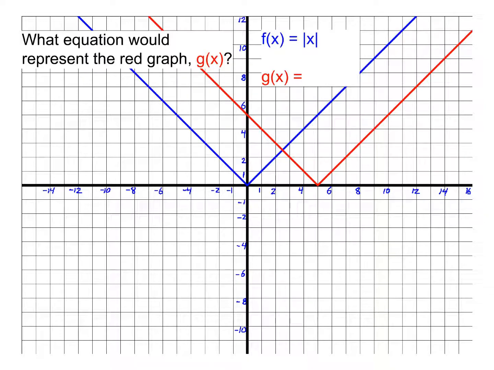Now, g of x, the one in red there, is the one that we're trying to find the equation of. So g of x has been moved over compared to the original. What can I do to the equation here to cause it to move to the right that far? In order to move it over to the right 5, we have to put a minus 5 inside the absolute value with the x. So it's going to be the absolute value of x minus 5. Yes, it has to be inside the absolute value bars for it to do that.